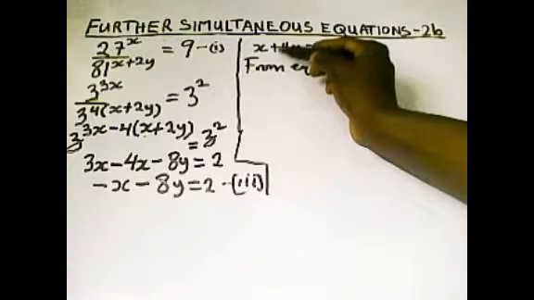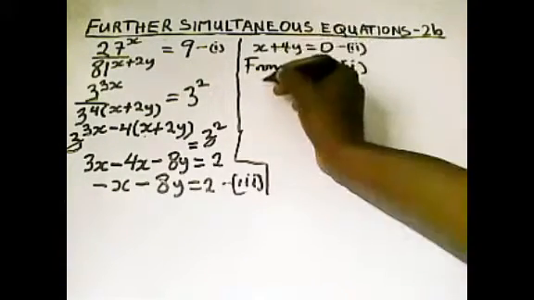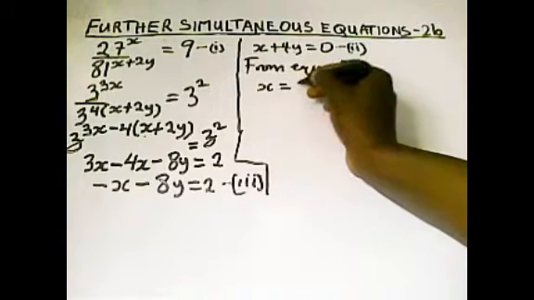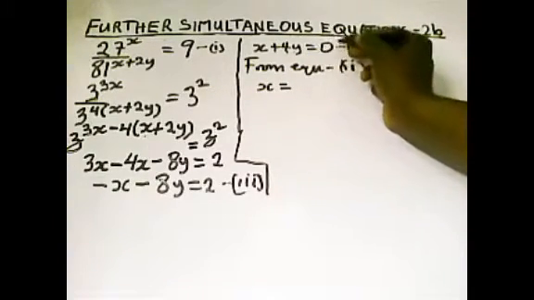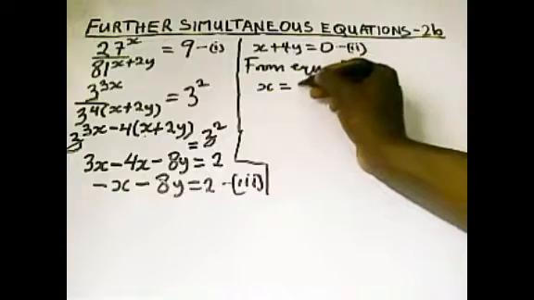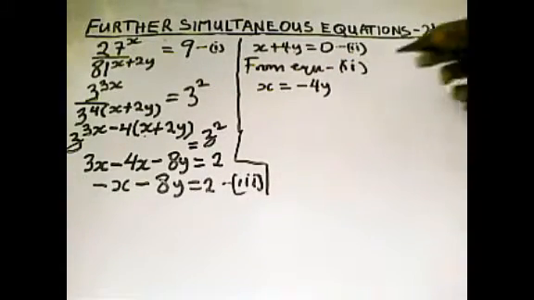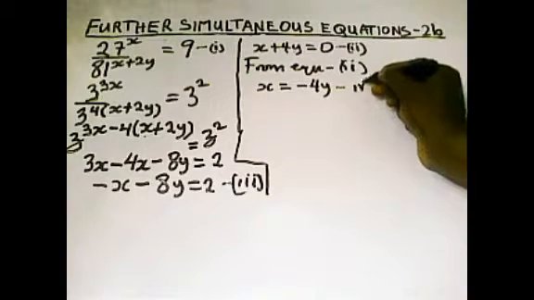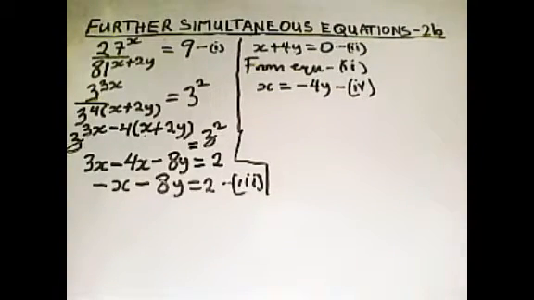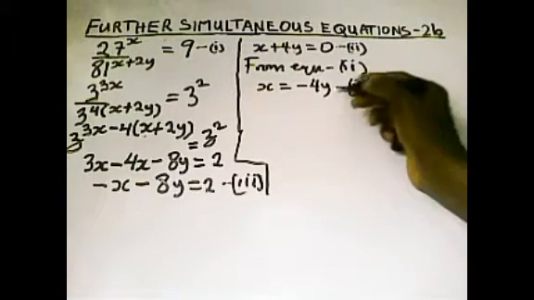We move this plus 4y to this side. Our x will therefore become, if you move your plus 4y to this side, 0 minus 4y, and that will give us minus 4y. Let's call this equation 4 because we can directly get the value of x from this part here. So now what do we do?